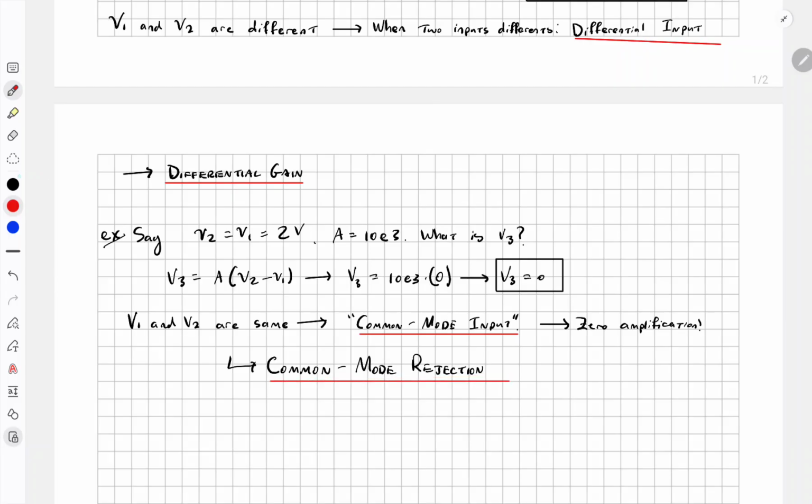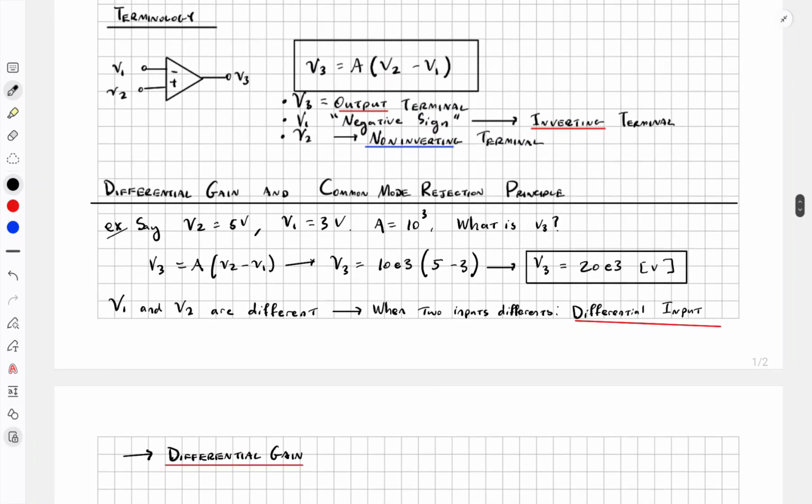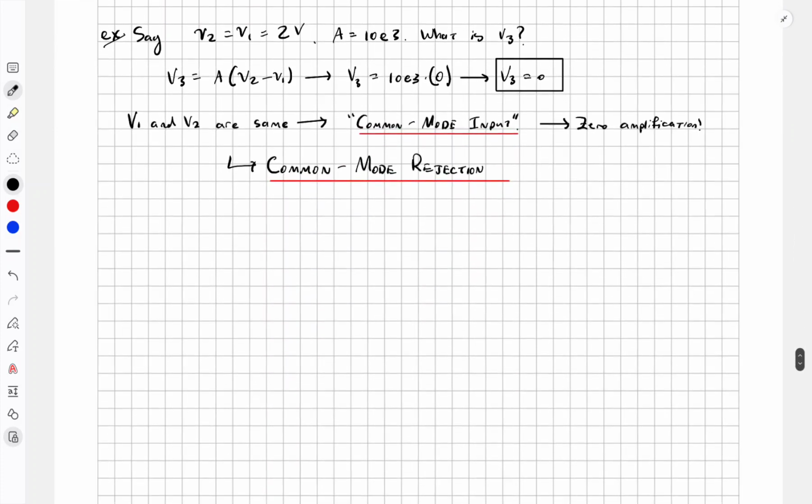So let's summarize this. If V1 and V2 are the same, if our inputs are the same, we call this common mode input. And the consequence is that there is 0 amplification, and we call that common mode rejection. Whereas if V2 and V1 are different, we call that differential input. And there will be an amplification that is huge. That is called differential gain.